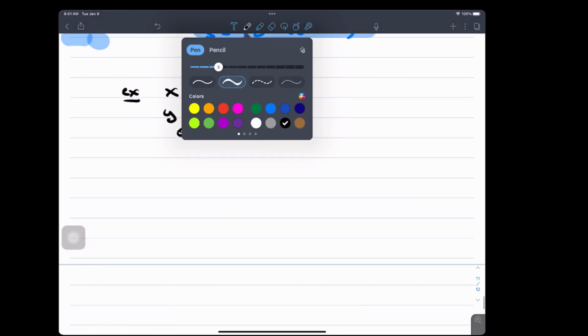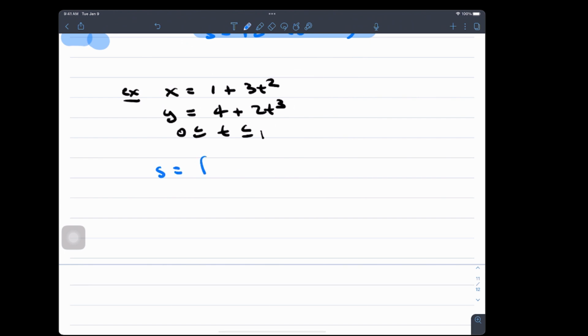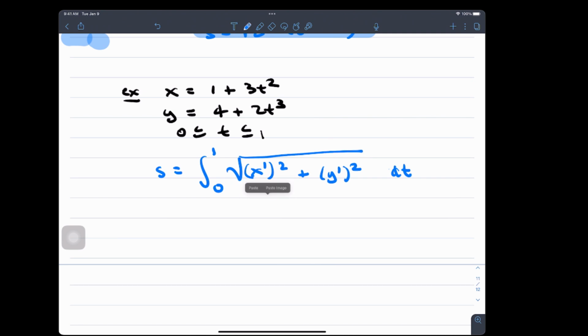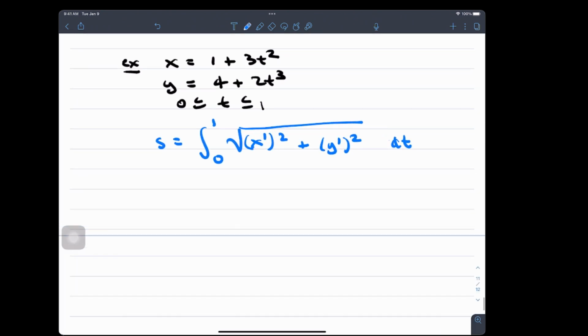Okay, so remember what you want. You want to integrate here from 0 to 1, this is your t value, the square root of x prime squared plus y prime squared, dt. Arc length questions. Okay, we need x prime. You say, well, what is x prime? That's dx dt, which we have to differentiate: 1 plus 3t squared, which we know is 6t.